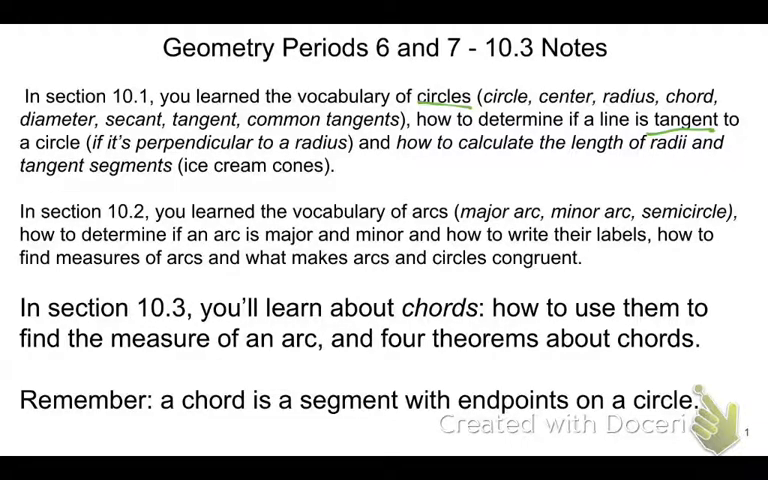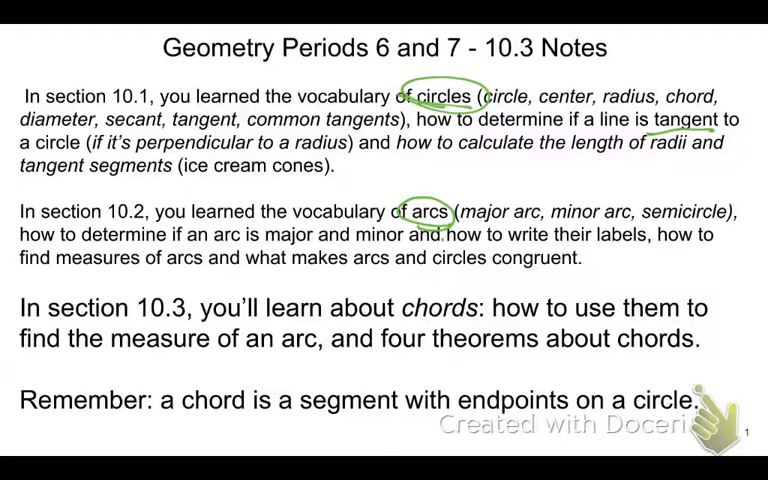So in section 2, you learned the vocabulary of arcs. So we've had circles and we've had arcs. So there was major arc, minor arc, semicircle, and how to determine if an arc is major or minor, how to write their labels, how to find the measures of arcs, and what makes arcs and circles congruent.